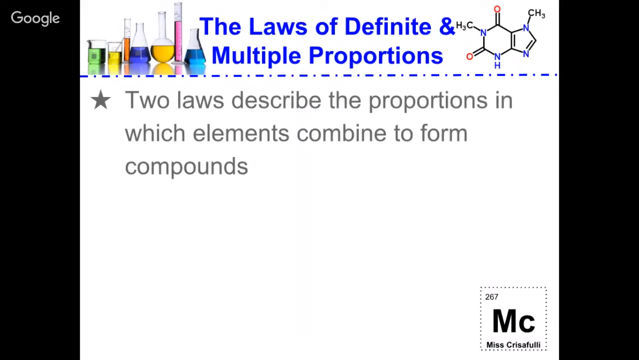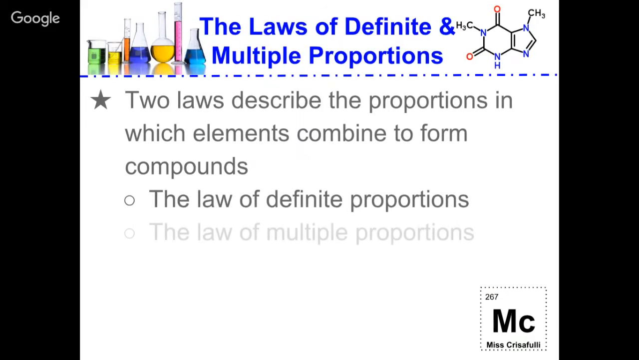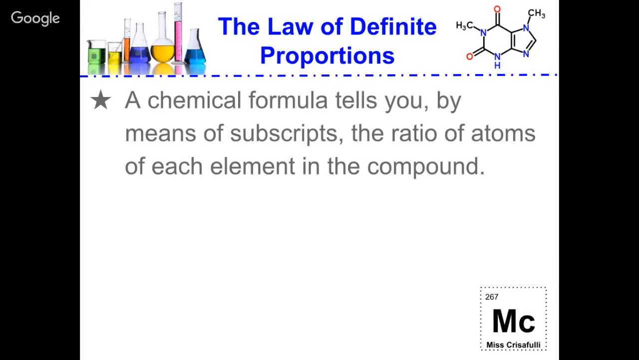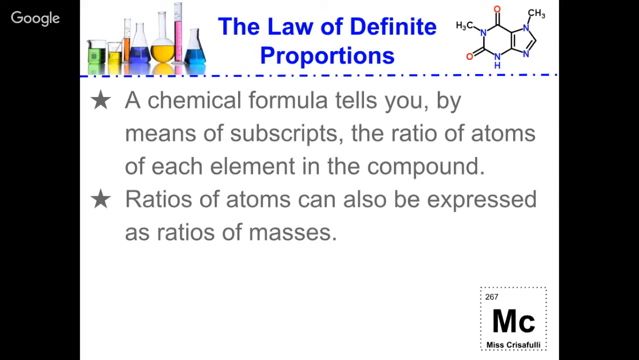There are two laws that describe the proportions in which elements combine to form compounds: the law of definite proportions and the law of multiple proportions. The law of definite proportions tells you that if you have a chemical formula with subscripts, the ratio of the atoms in the compound is represented by your subscripts.